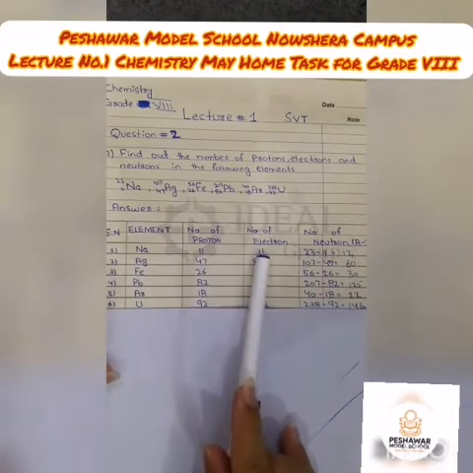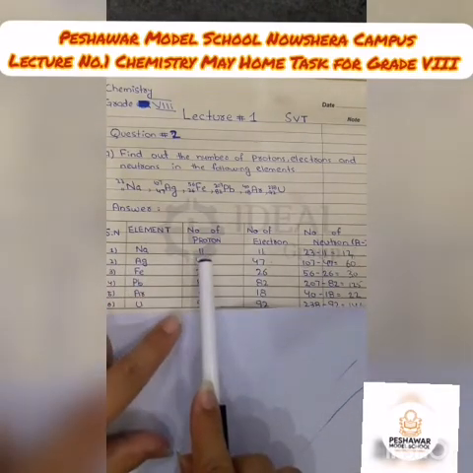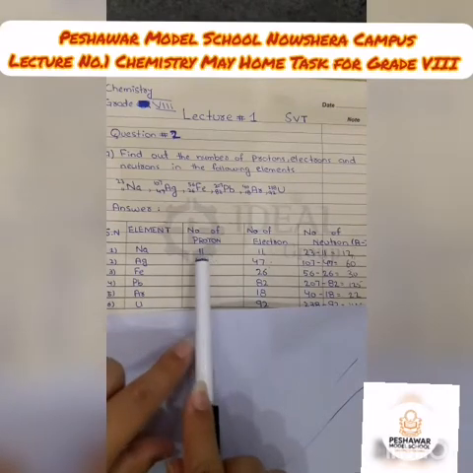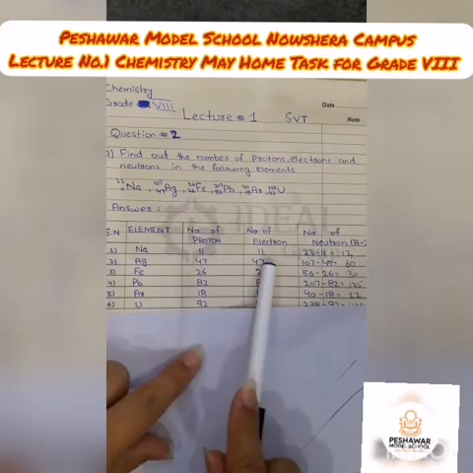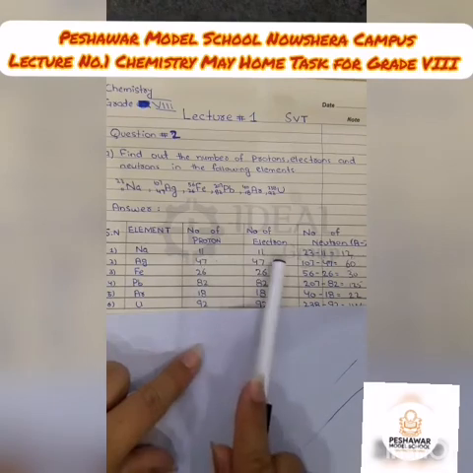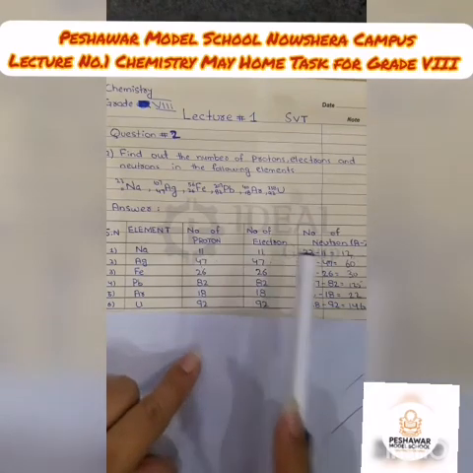Now how many electron do we have in sodium? Sodium atomic number is 11, so it has 11 proton. The number of proton is always equal to the number of electron. It has 11 proton, so it has 11 electron as well.